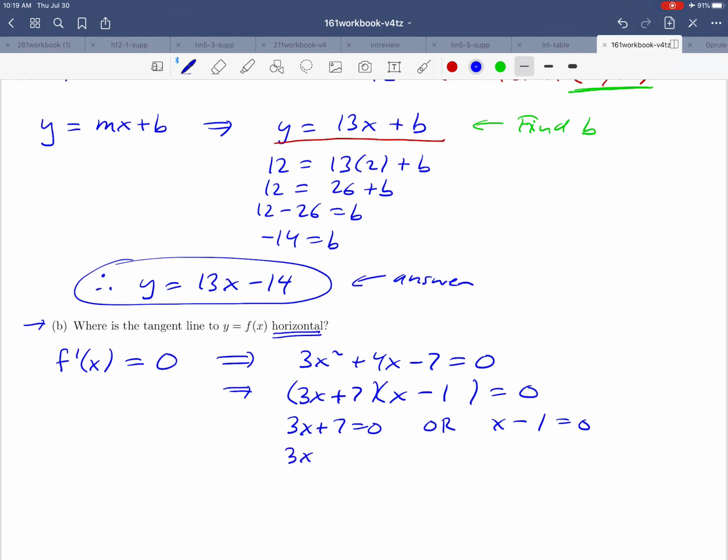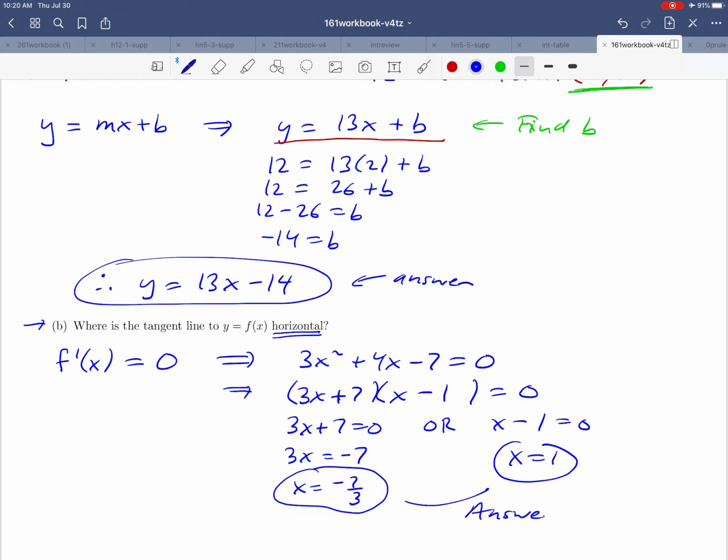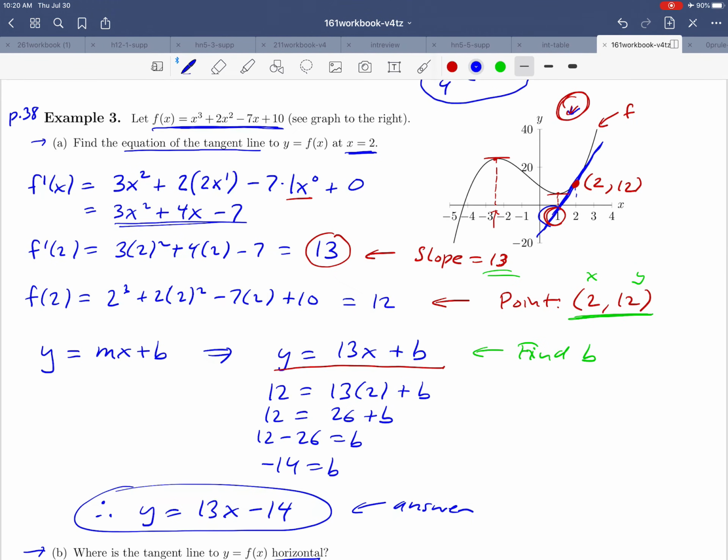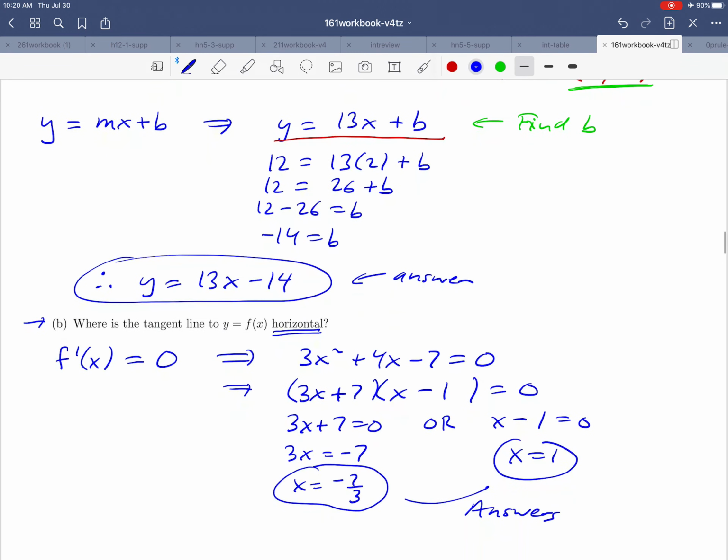In this first one, if we subtract the 7 from both sides, we get 3x equals negative 7, which is x equals negative 7/3. That's one place, one solution. And then over here on the right, if we add 1 to both sides, we're just going to get x equals 1. Those are our two answers. If we've done everything right, those should be the places where the tangent line is horizontal. And if you look back at your graph, that looks plausible. x equals 1 sure looks like we've got a horizontal tangent line there. And then negative 7/3 is between -2 and -3. There's our other horizontal tangent line. And I think that we're done.